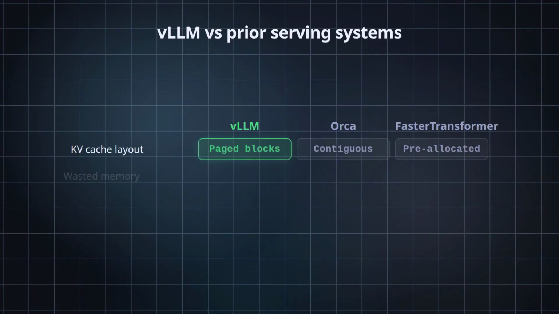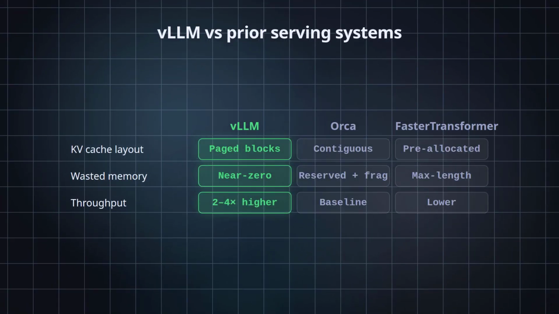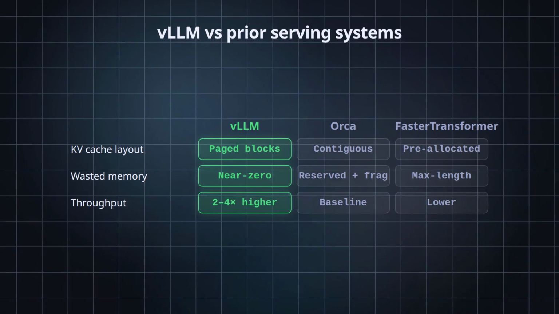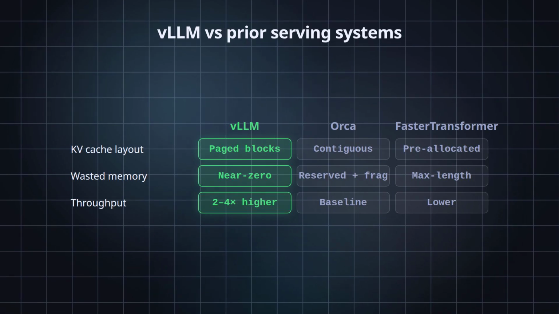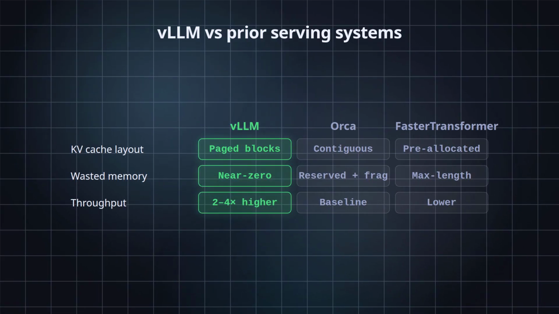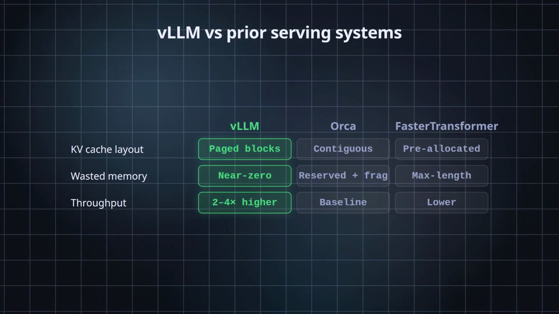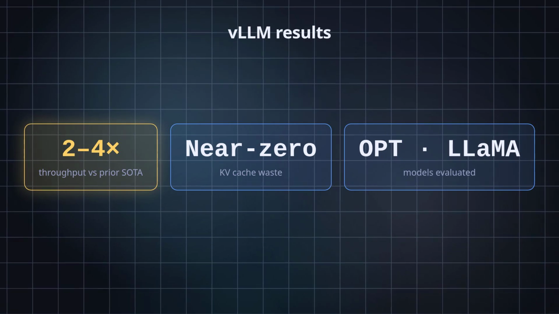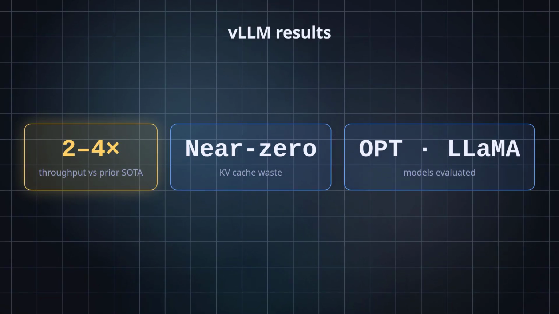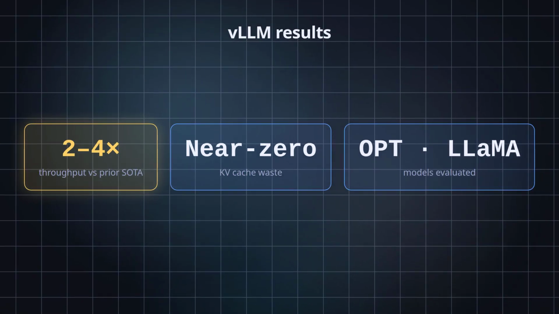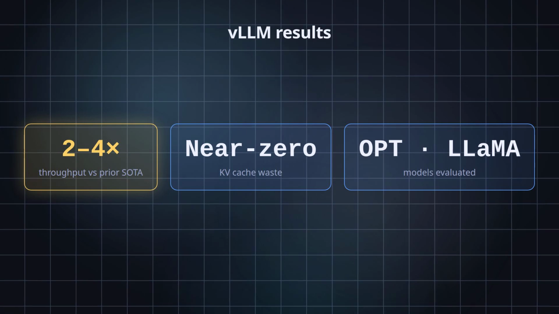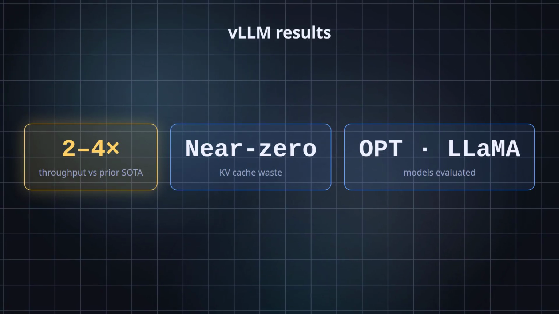Compared with prior serving systems, the difference is the memory model. Where FasterTransformer and Orca pre-reserve contiguous KV cache, vLLM pages it and turns the memory it reclaims into a larger batch. The measured result: across models like OPT and Llama on real serving workloads, vLLM improves throughput by 2 to 4 times over the previous state-of-the-art systems, at the same level of latency.